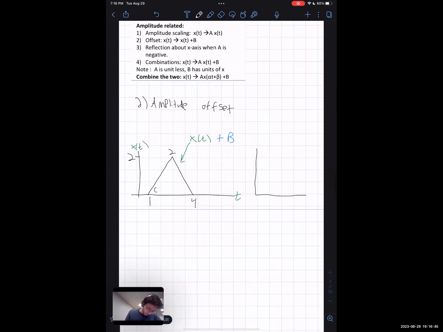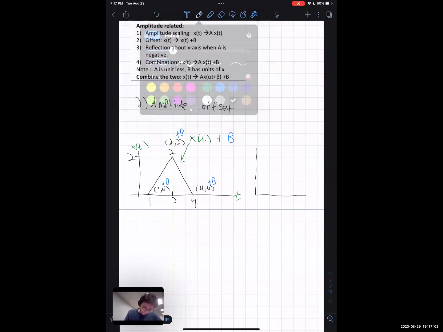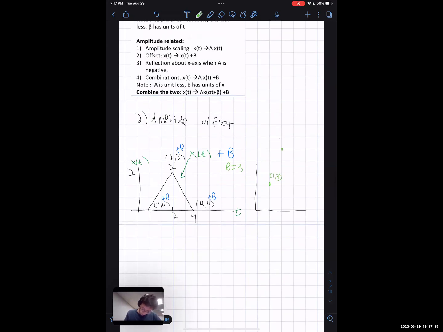So once again, going node by node, point by point, this is 1, 0, 4, 0. We want to call this 2. This is 2, 2. We're basically just going to add b to all these vertical coordinates, plus b, plus b, plus b. So if we want to call b equal to 3, then all of a sudden we have 1, 3. We have 2, 5. And we have 4, 3. And then we can just connect the dots. Okay? So no multiplication, this is adding.